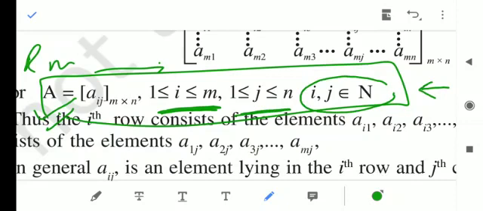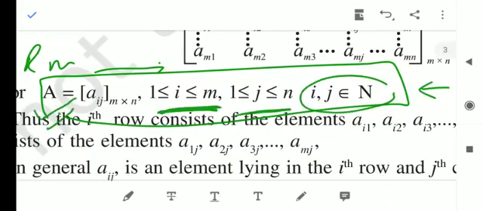So capital A equal to Aij in square brackets, m by n, where i is greater than or equal to 1 and less than or equal to m, and j is greater than or equal to 1 and less than or equal to n. And these elements A11, A12, these are the elements of the matrix.